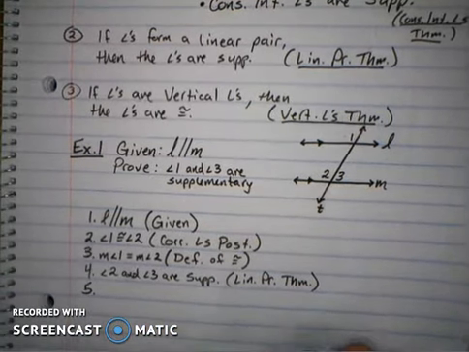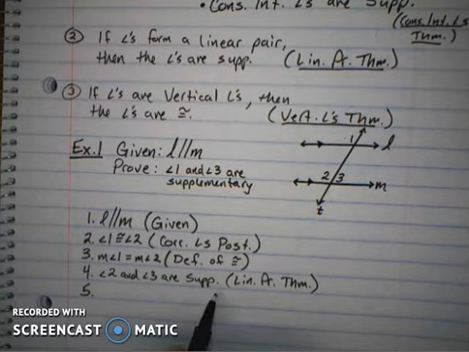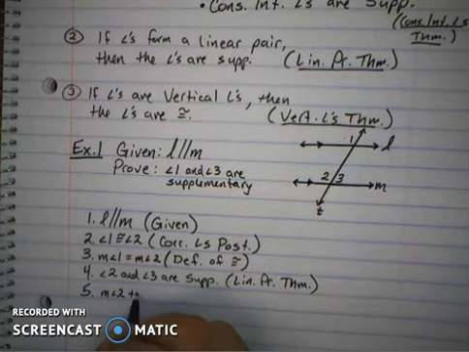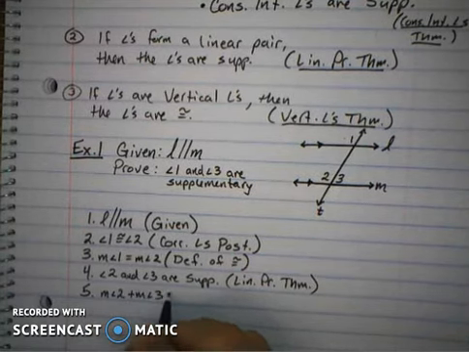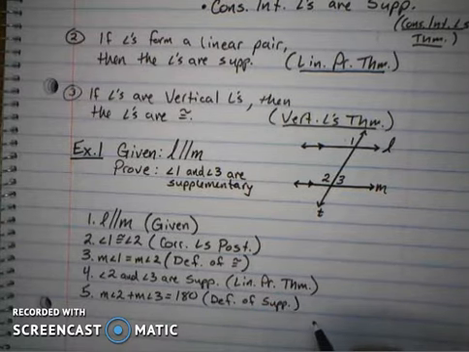Now, if they're supplementary, again, remember I was just talking about the measures of their angles, so because they're supplementary, I want to write out that equation: measure of angle 2 plus measure of angle 3 equals 180 degrees by the definition of supplementary. Alright?